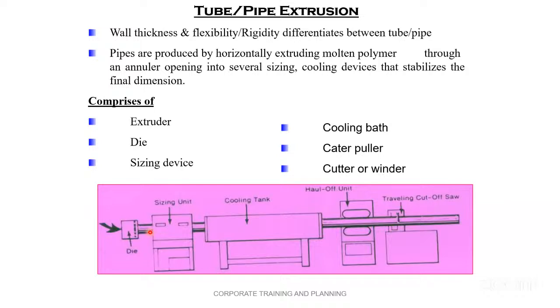There are 4 types of sizing units. I told you that day only: vacuum trap, sizing sleeve, extended mandrel, and the sizing plates. These are the 4 main types of the sizing units you will observe in the plant.